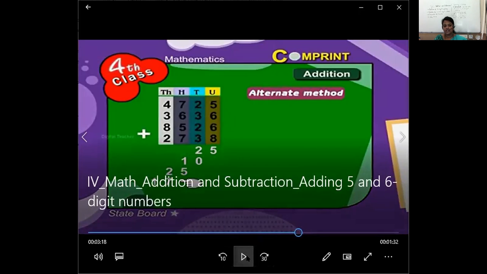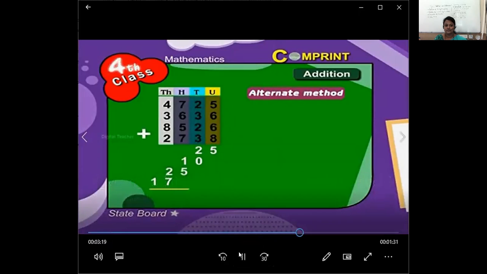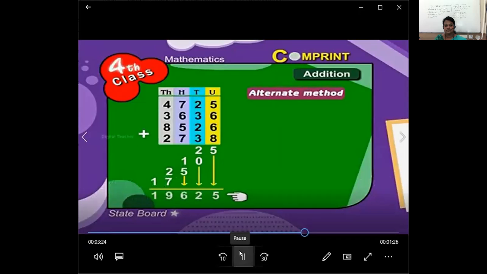Now adding thousands, 4 plus 3 plus 8 plus 2 is equal to 17. Here you can see each row wise the answers are written according to the place values. Find the sum now, that is 19,625.